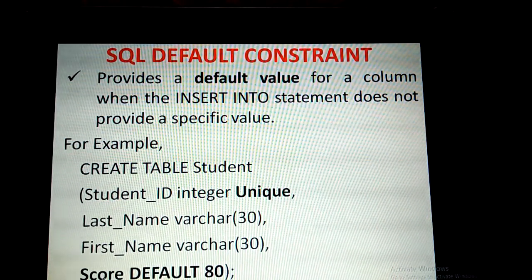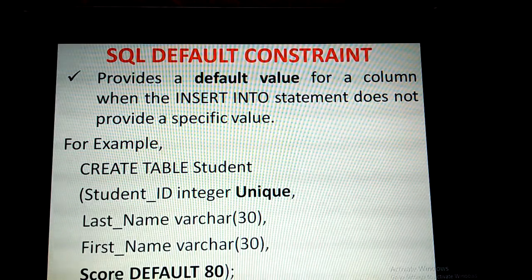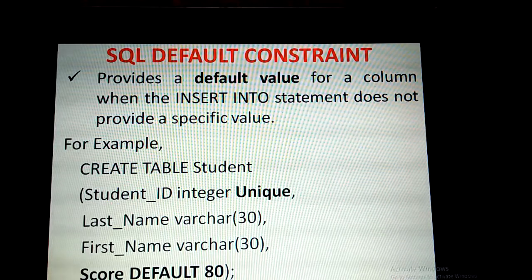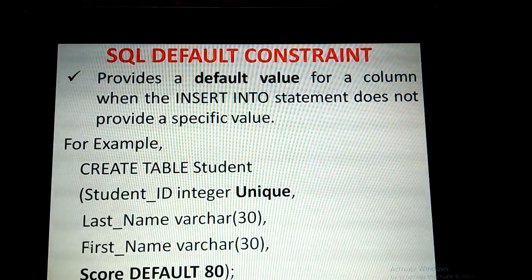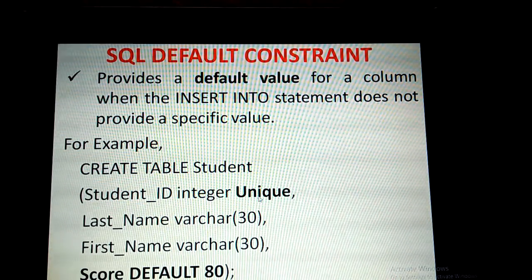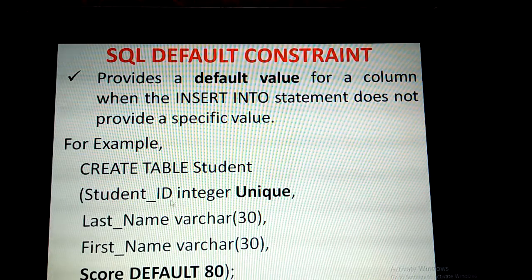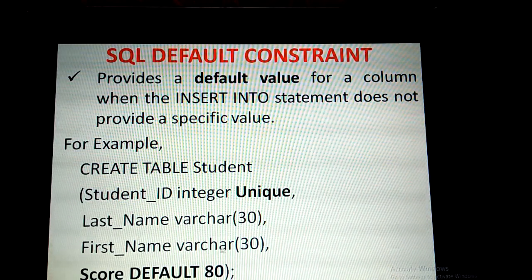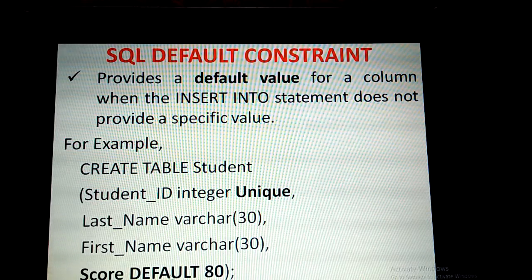So that 80 will be taken even if we are ignoring this score in the insert into statement. Okay, so now we have seen the create table student example. That is student ID, this is the column name, integer, and it's assigned a unique constraint also, so it should have unique values. Then last name varchar of 30, first name varchar of 30, then score default 80.